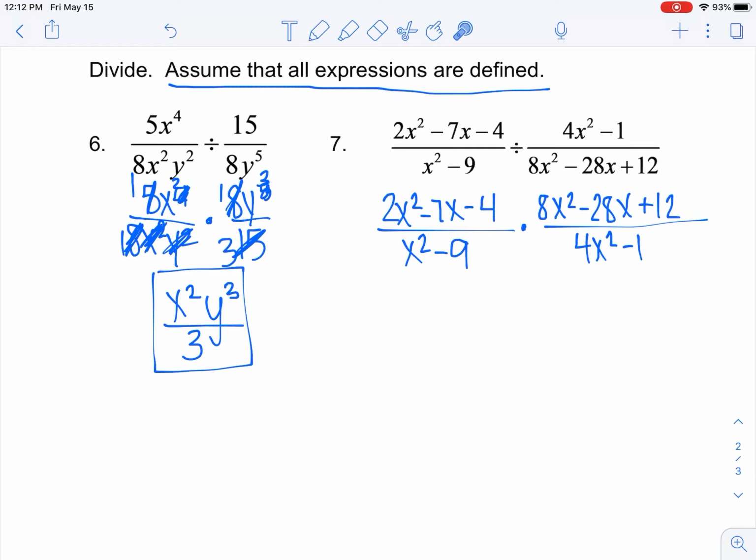Next, let's see if we can factor it all. So starting with the numerator of our first fraction, I'm going to see if I can factor that into two binomials. So I'm going to start with 2x times x. Then I'm going to take a look at the factors of 4. Feel free to use the AC method if you prefer that. Otherwise, if you want to guess and check, you can do that as well. So the factors of 4 are 1 and 4 or 2 and 2.